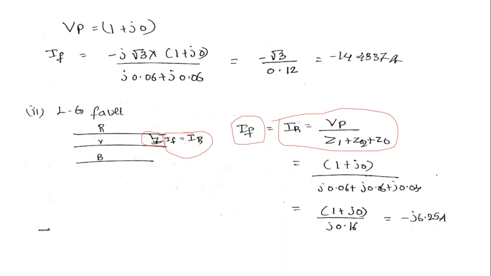This is the calculation of the fault current for line to ground fault and also the double line faults. This is the formula for calculating the line to ground fault and also the double line faults.